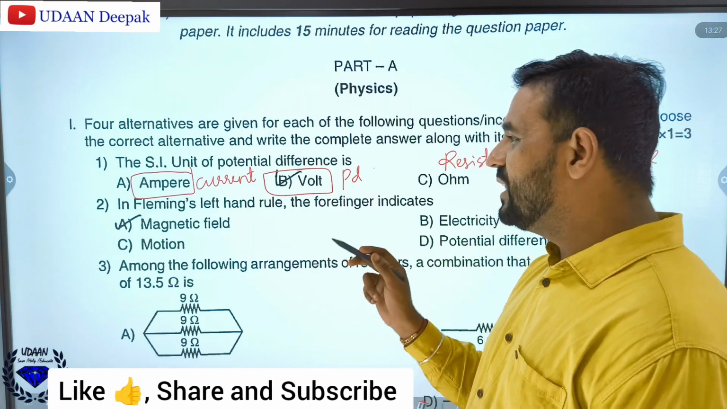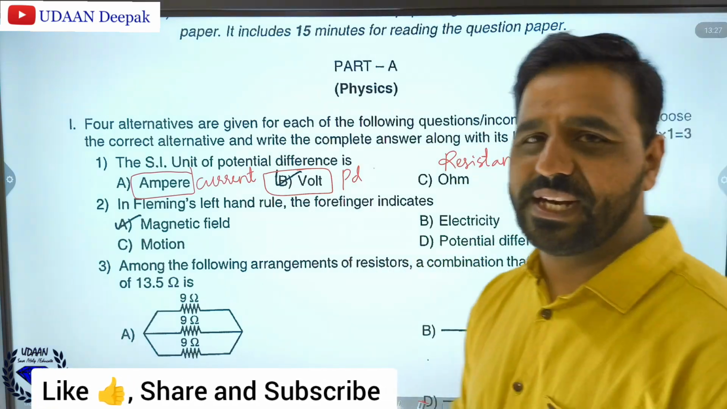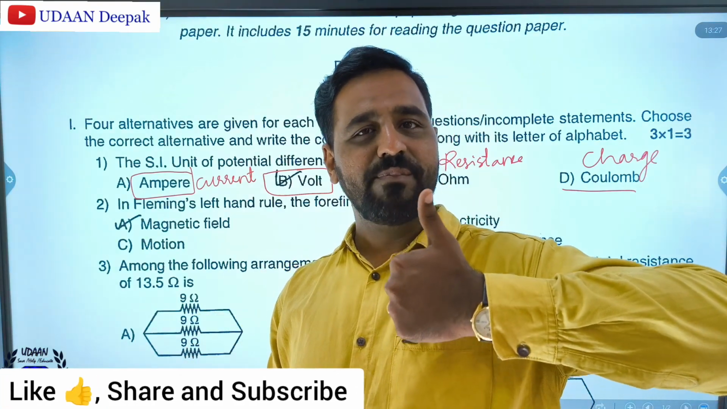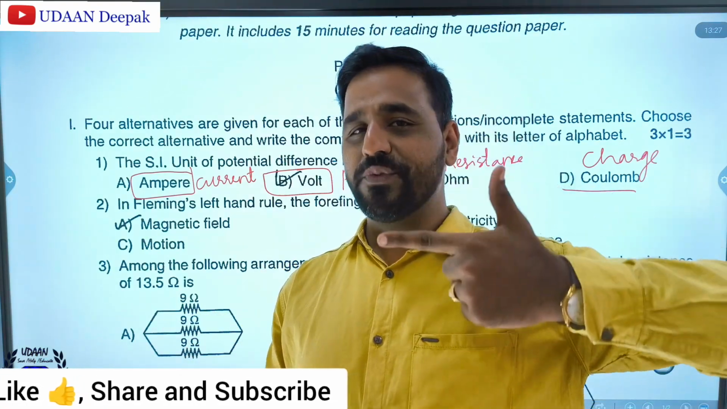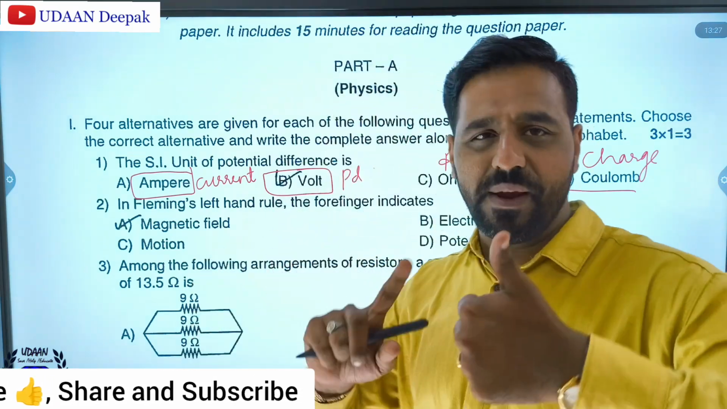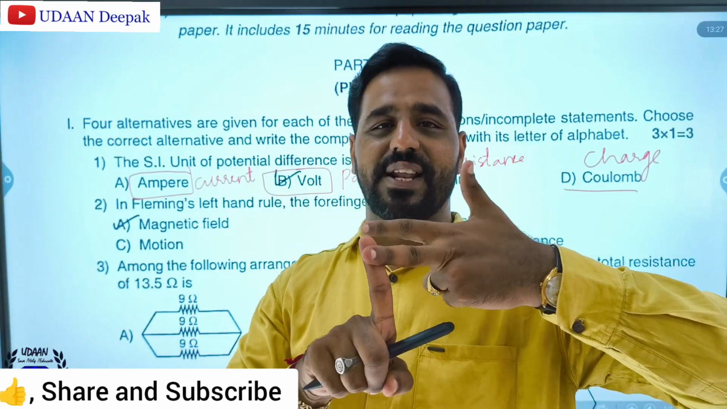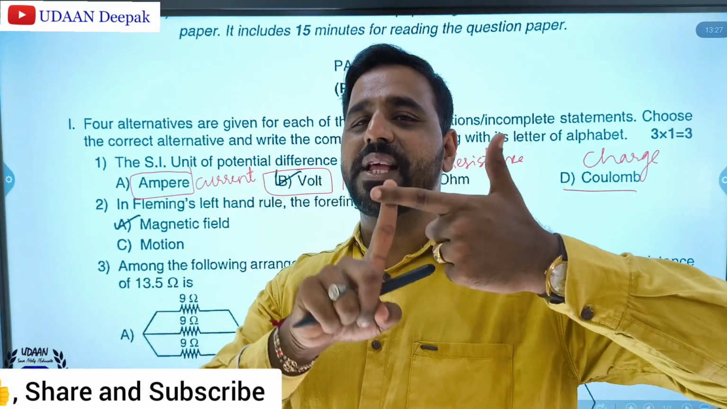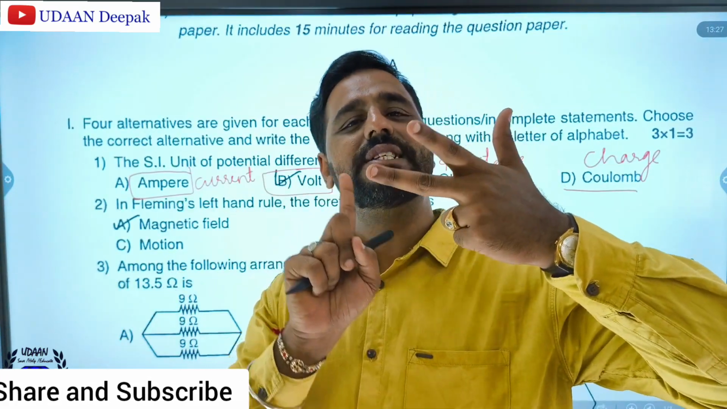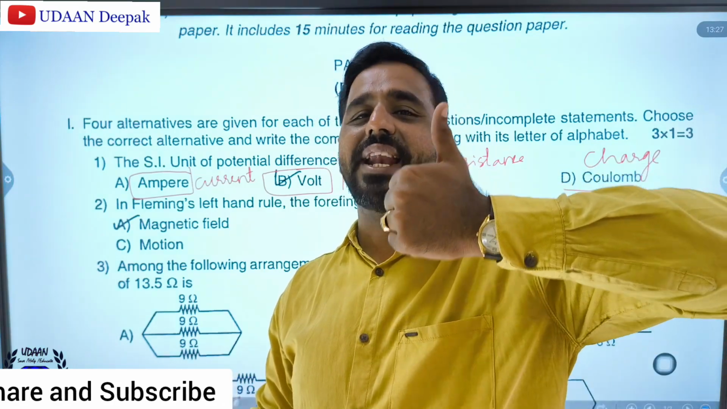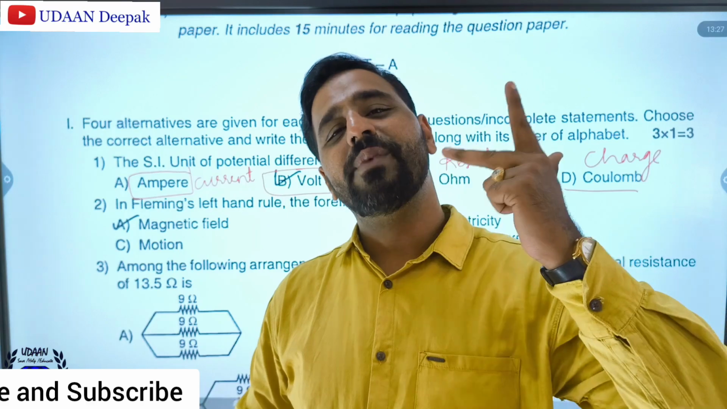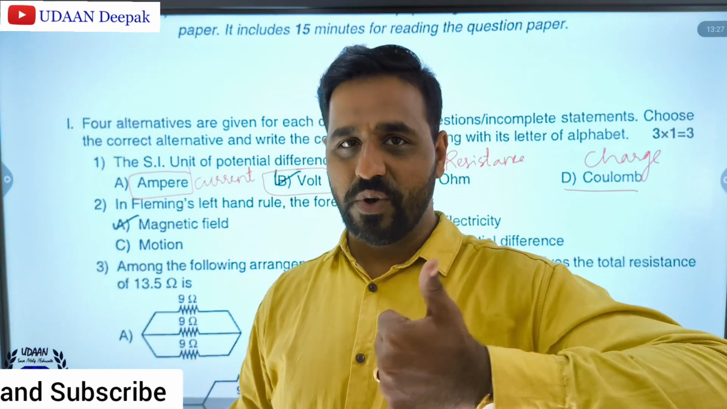Not only the right answer, along with that the meaning of the other options also you should be able to know. Then, in Fleming's left hand rule, the 4-finger indicates. So in Fleming's left hand rule, this is my left hand, this is the thumb, this is the 4-finger, and this is the middle finger. Now how to remember? I'll give a trick. This is father, this is mother, and this is children. Father force, mother magnetic field, children current. So the thumb indicates the direction of force, the 4-finger indicates the direction of the magnetic field, and the middle finger indicates the direction of current.